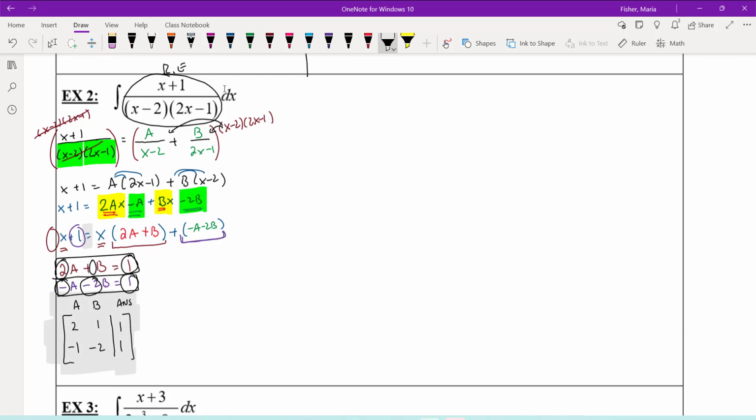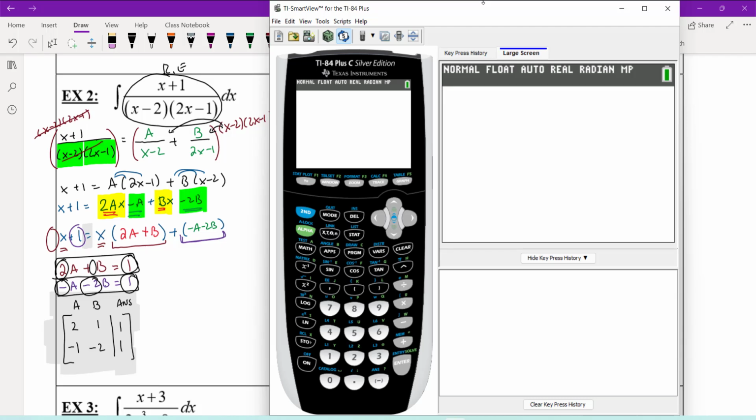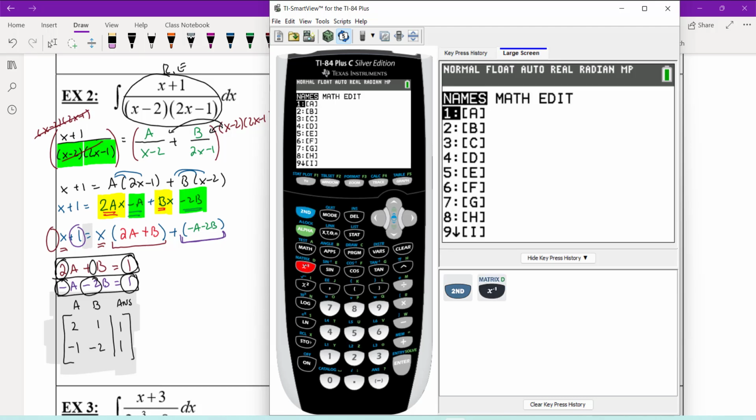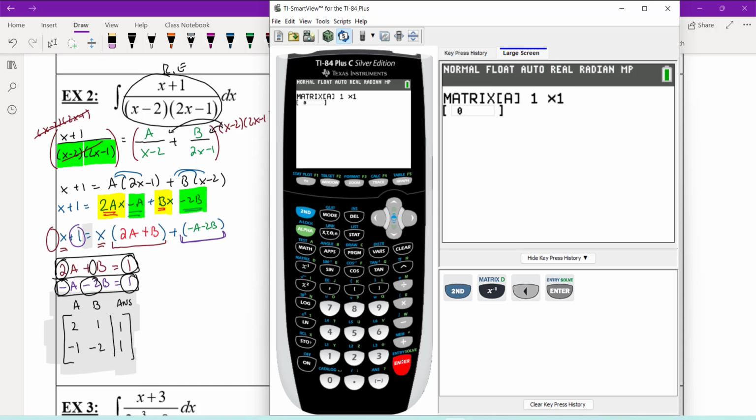So let's grab the calculator and put this matrix into the calculator and have the calculator find our answer for us. Grabbing our calculator, we're going to hit second and then the x to the negative first key for matrix. And we're going to put this in our matrix. So we have to scroll over to edit, and then we're going to hit enter because we're going to put it into matrix letter A.